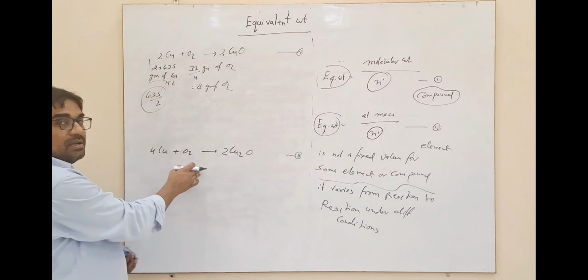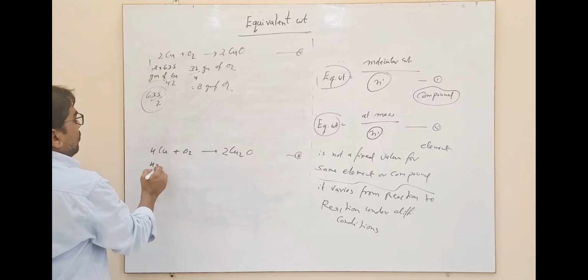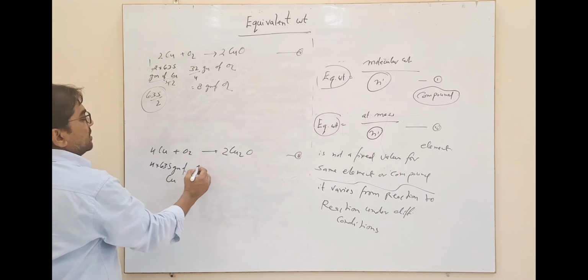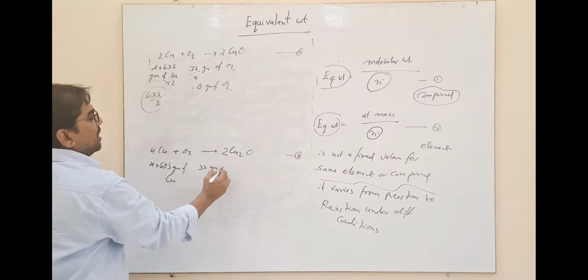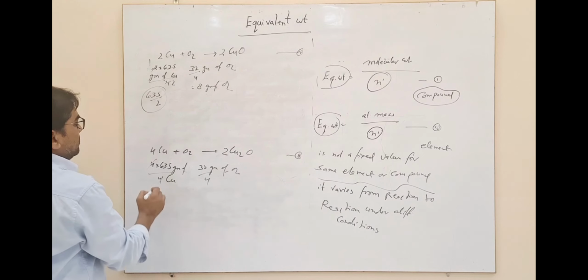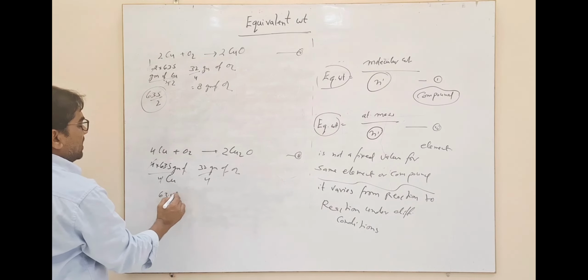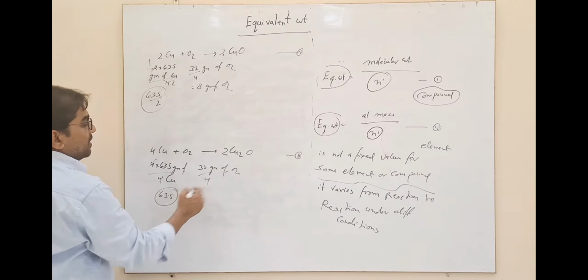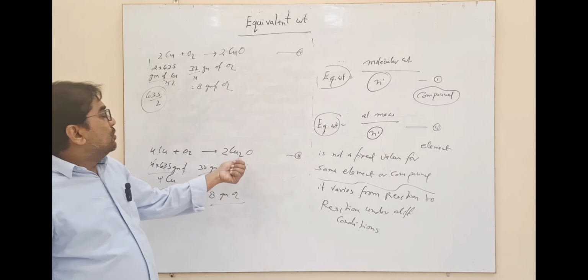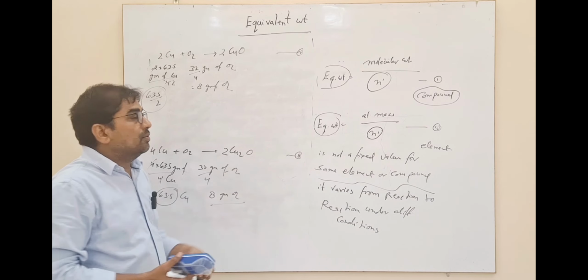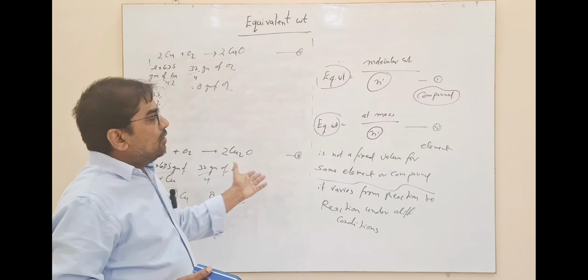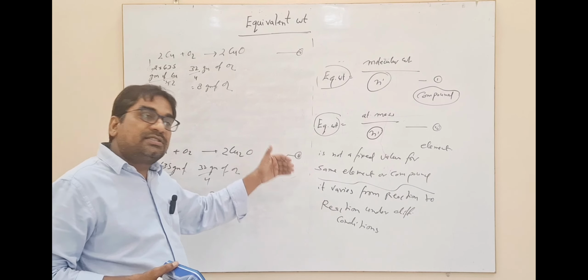The same here from the balanced chemical change, 4 into 63.5 gram of copper reacts with 32 gram of oxygen, divided by 4 and divided by 4, so it becomes 63.5, the equivalent weight of copper when it reacts with 8 gram of oxygen to give cuprous oxide Cu2O. So equivalent weight is not a fixed value, it varies from reaction to reaction and with the condition change in the reaction.